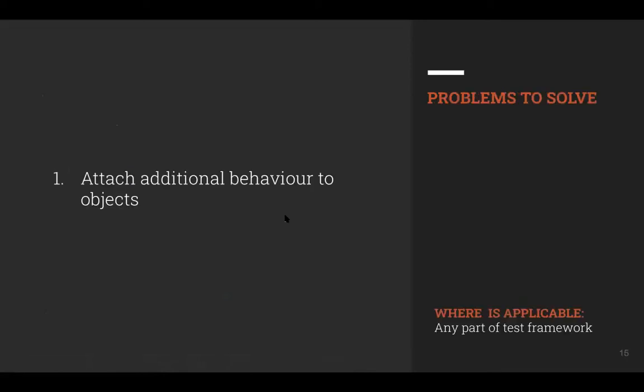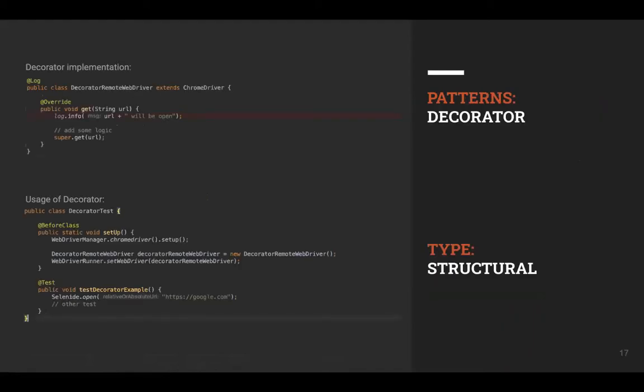The next one allows you to attach additional behavior to your objects. It's applicable in any part of your test framework. And it's called decorator. Let's imagine the situation that, for example, you want to add some custom logic to your web driver, to your Chrome driver, for example.